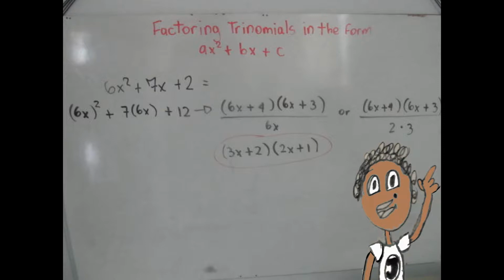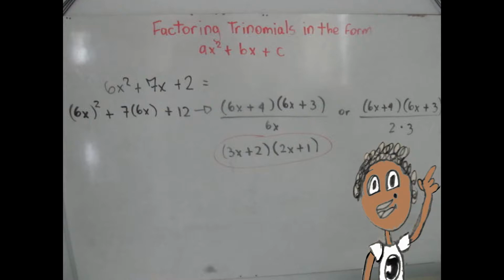And first we needed to multiply the first term by all the expression. So now we need to divide by 6x. But because not all the numbers are divisible by 6, we need to factor 6 like 2 by 3. So in this case, we have 6x plus 4 by 6x plus 3 over 6x, or 6x plus 4 by 6x plus 3 over 2 by 3.